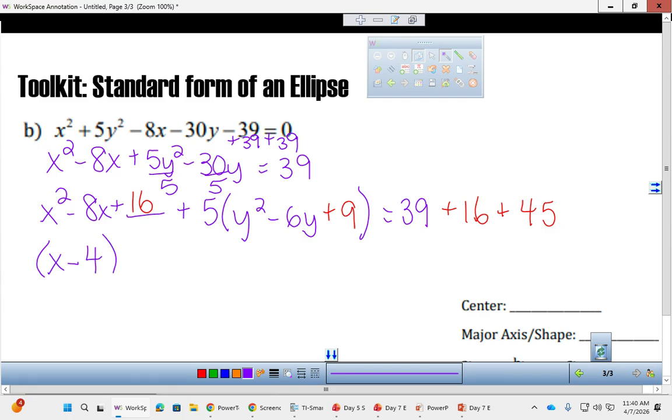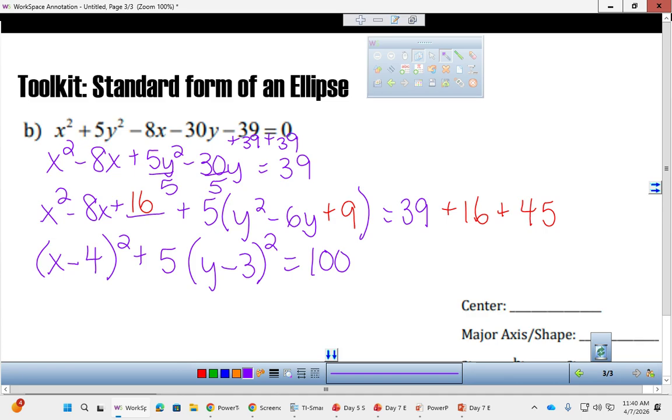All right, so if we factor this, I'm bringing down the minus, taking half of that squared, so we've got x minus 4 squared. The 5's still there for now. I'm bringing down the minus, half of 6 is 3 squared. And then when I add 39, 16, and 45, I get 100.